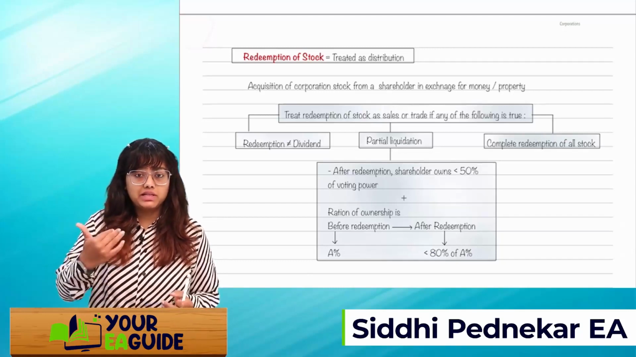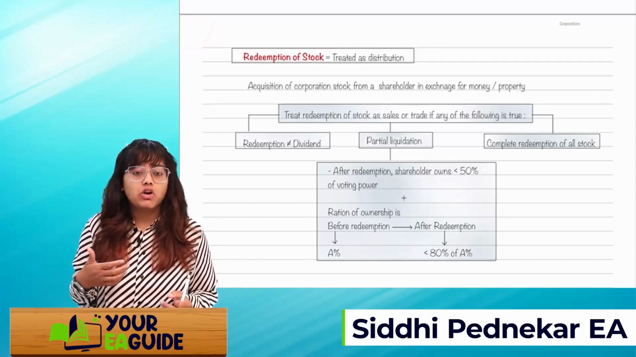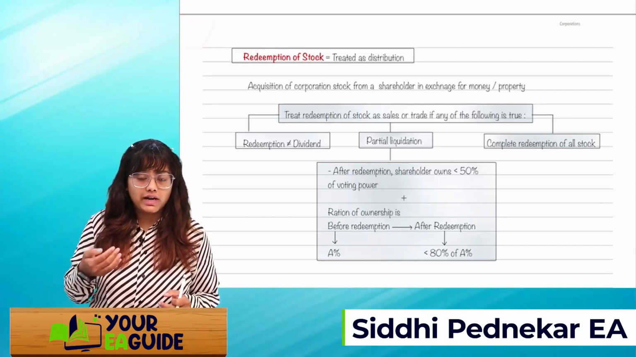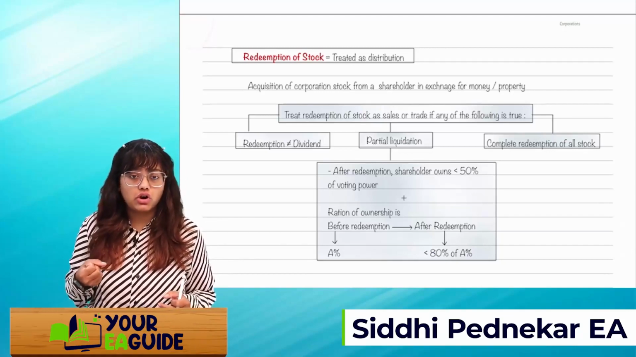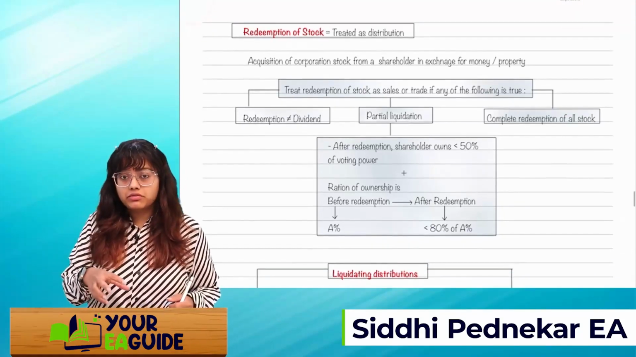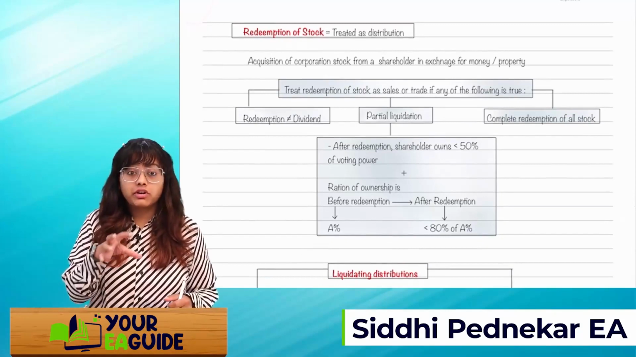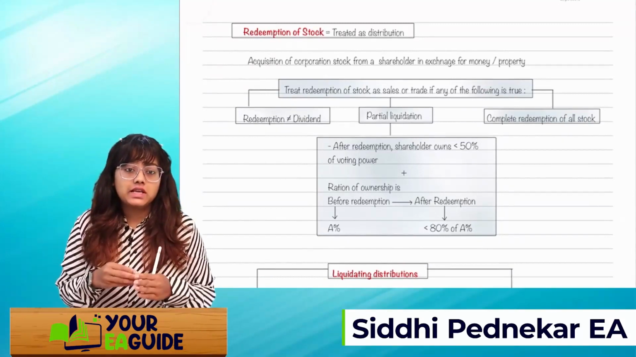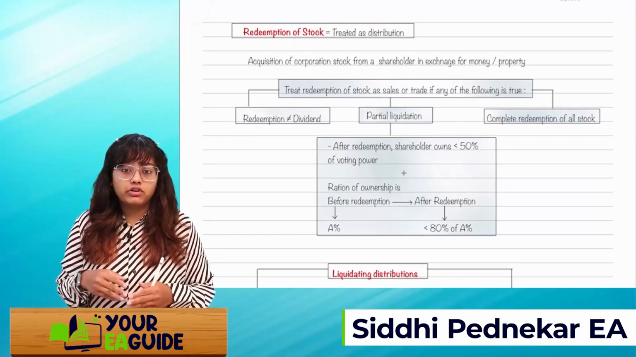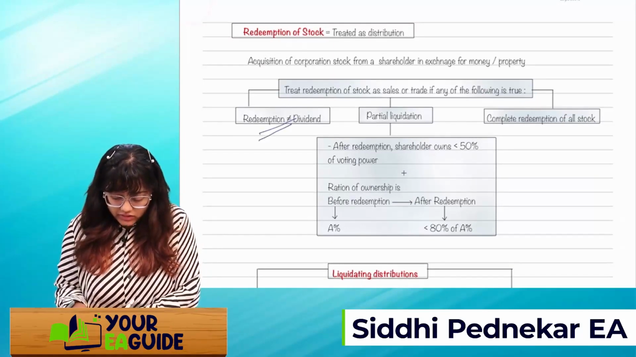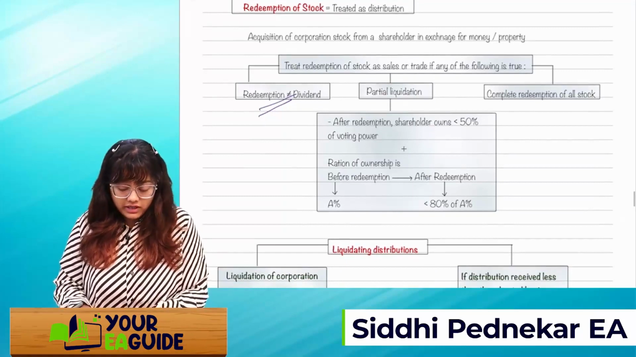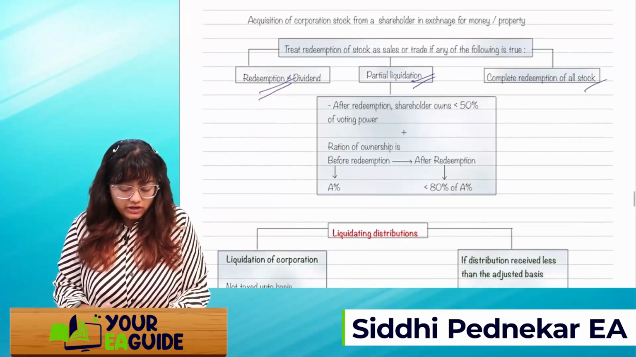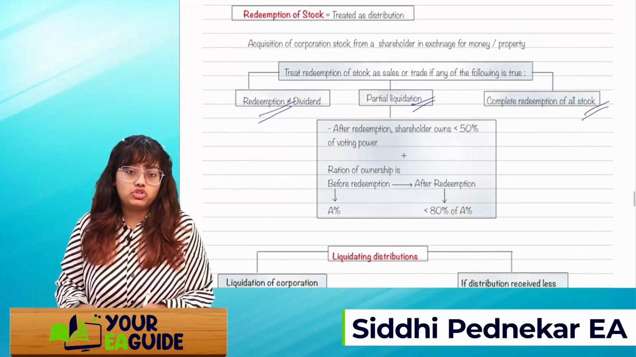See, money and property is given, and against which the corporation is taking back that stock, right? That's a redemption of the stock. So we'll treat that type of transaction, redemption, as a distribution. So treat the distribution of stock as a sale or trade if any of the following are true: if redemption is not a dividend, if it's a partial liquidation, or if it's a complete redemption of the stock.